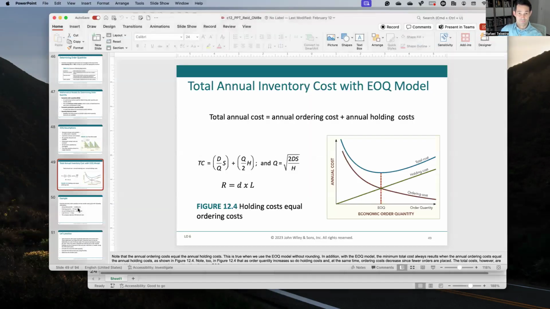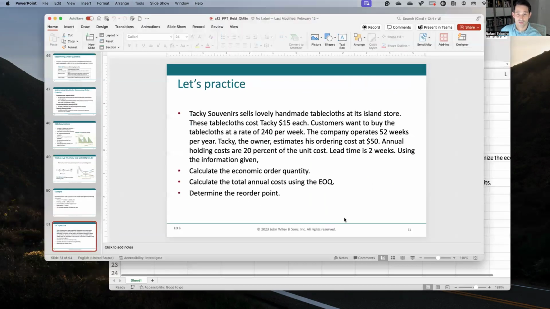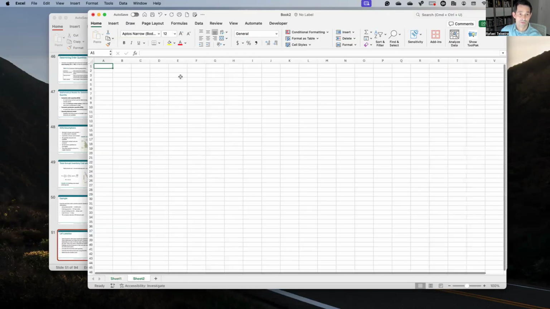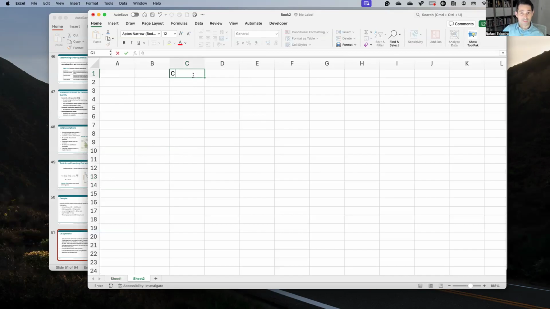Let's see the next example, and then it's over. It's not that difficult, okay? We have a problem here. Tacky Souvenirs sells lovely handmade tablecloths at its island store. These tablecloths cost Tacky $50 each. So let's start taking notes. I made it big for you to see. Let's call C the cost to buy, dollars per unit. That's the cost to buy the cloths.